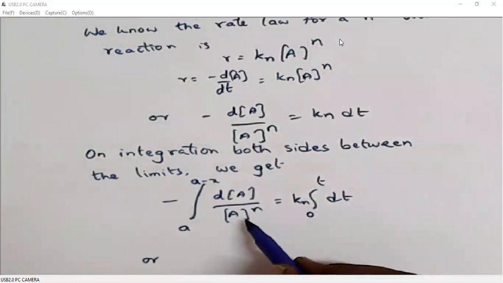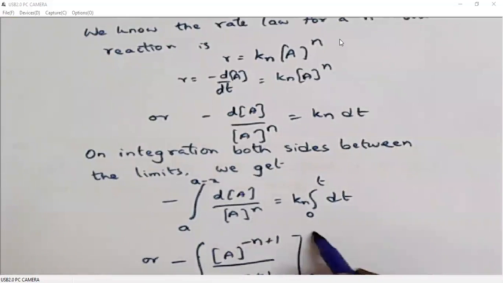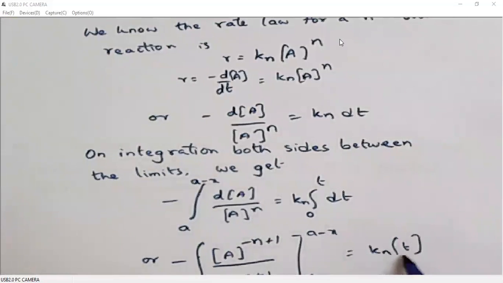We know the formula for x power n integration. x power n integration is x power n plus 1 by n plus 1. If you make it numerator, it becomes minus A power minus n integration, minus n plus 1 by minus n plus 1 between the limits A to A minus x is equal to Kn into t between the limits 0 to t.